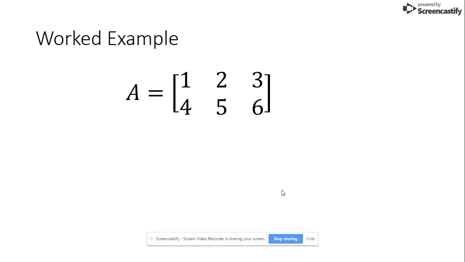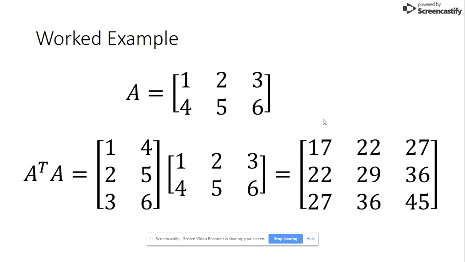So we've got a 1, 2, 3, 4, 5, 6 matrix, and this is of course non-square because we have 3 rows and 2 columns, so they're not equal, giving us a non-square matrix. So we start by finding A transpose A, which is just basic matrix multiplication. We've got 1 times 1 plus 4 times 4, which gives 17. Then we do row times column again, getting 22, row times column again, getting 27. And we follow that procedure through and we get A transpose A.